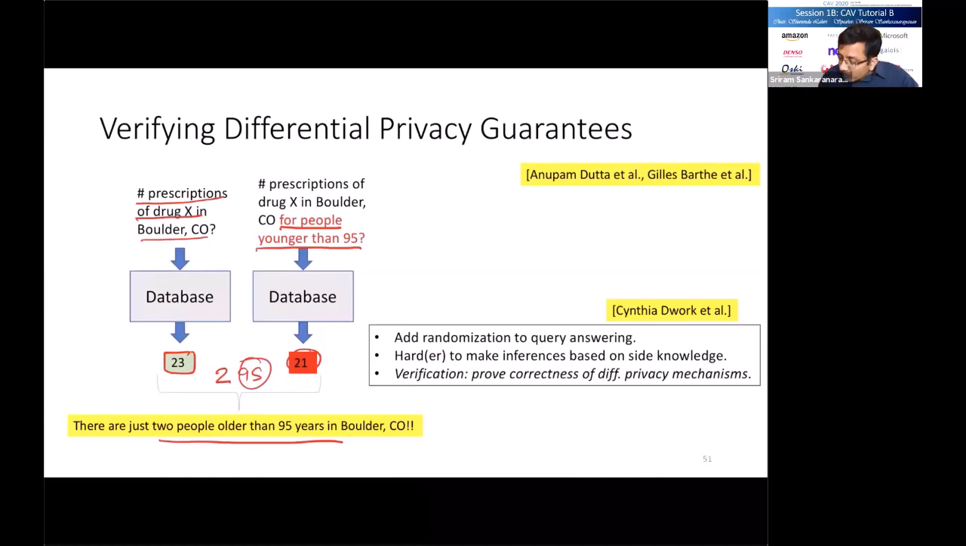So Cynthia Dwork and others have this idea called differential privacy, where they add randomization to do query answering. They have these mechanisms for enforcing privacy. And in probabilistic programming, a lot of work has been done, especially by Gilles Barthe, Anupam Datta, and many others, on proving correctness of these differential privacy mechanisms, which just turn out to be verifying properties of probabilistic programs.